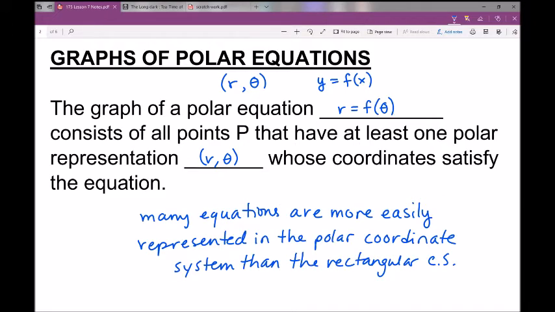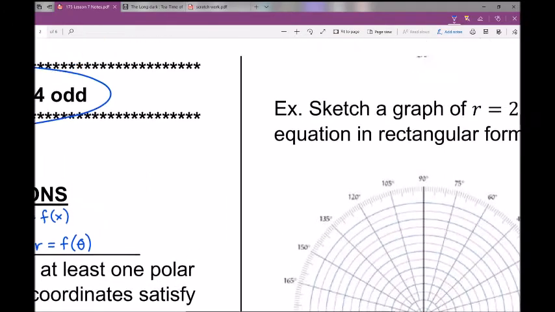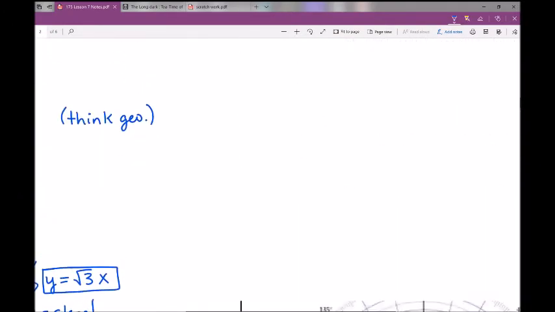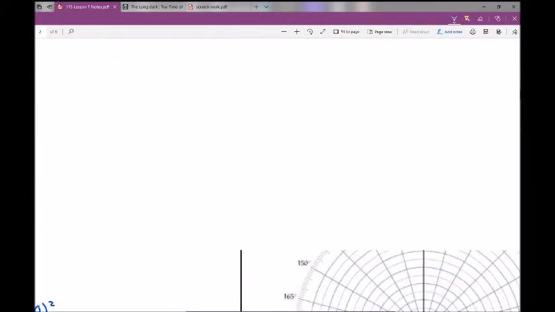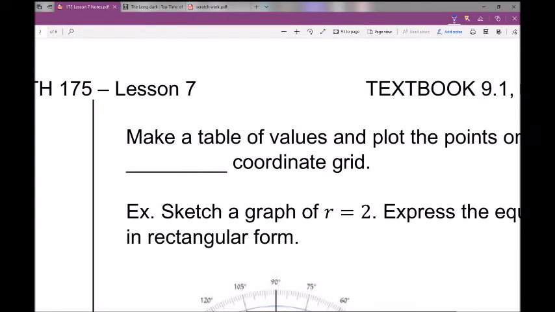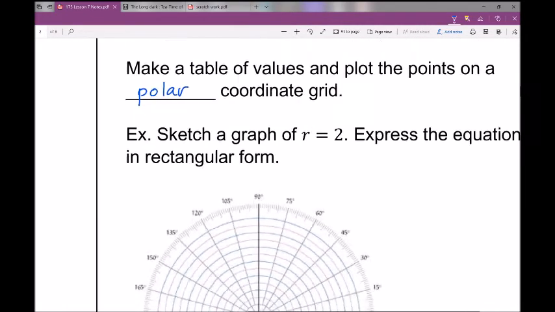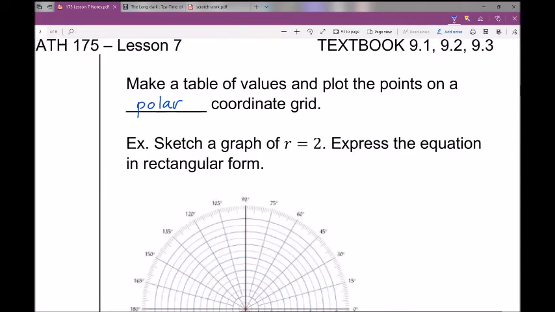Okay, so now let's look at a few examples. The easiest way to graph equations in the polar coordinate system is simply to make a table of values, just like you did whenever you were first learning this in algebra and you were graphing graphs on the xy plane. So instead of x and y, we're just going to be plugging in values of theta and getting out values of r. So for the first example, let's sketch a graph of r equal to 2.